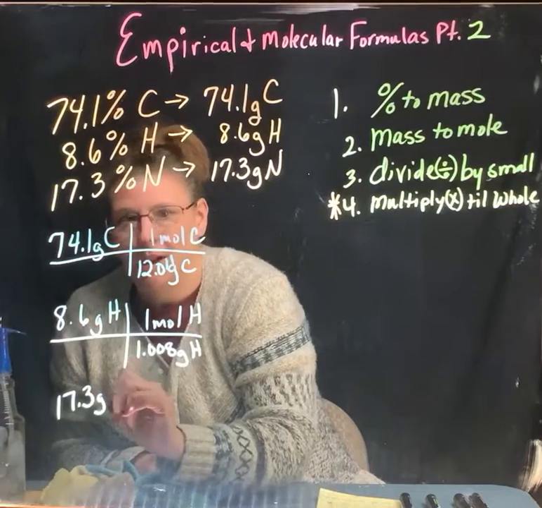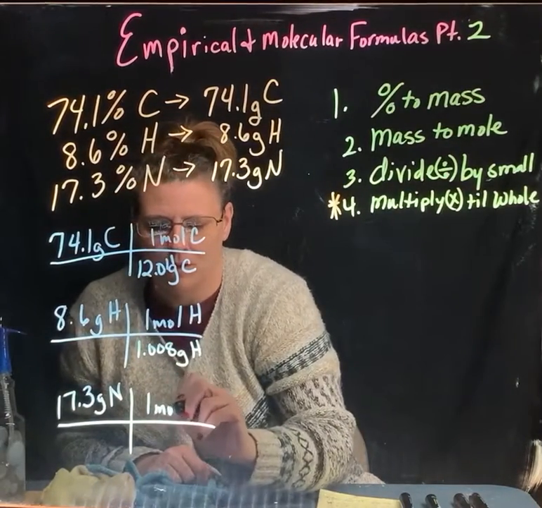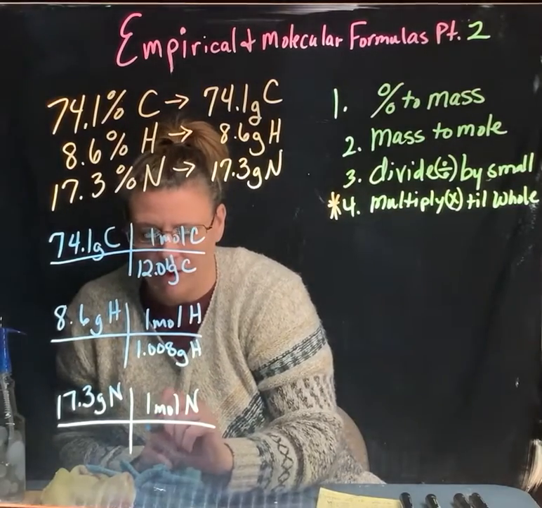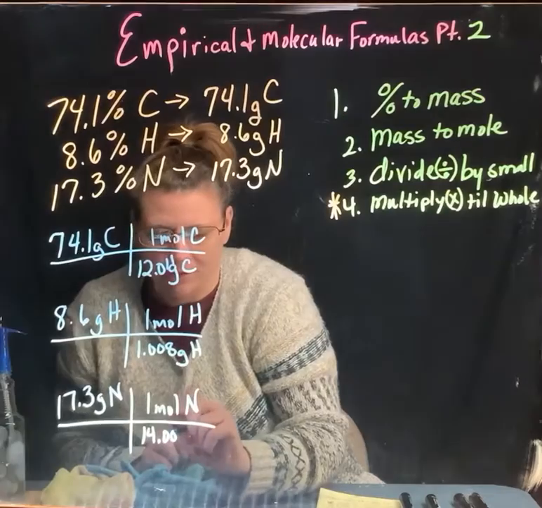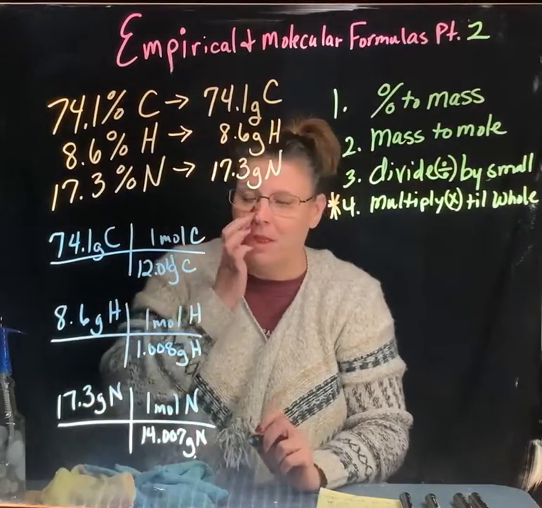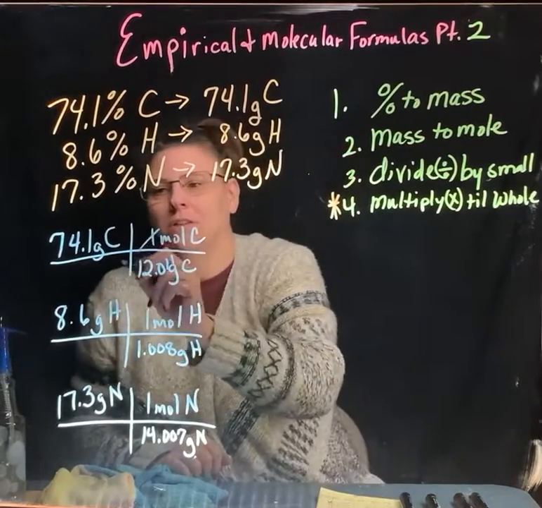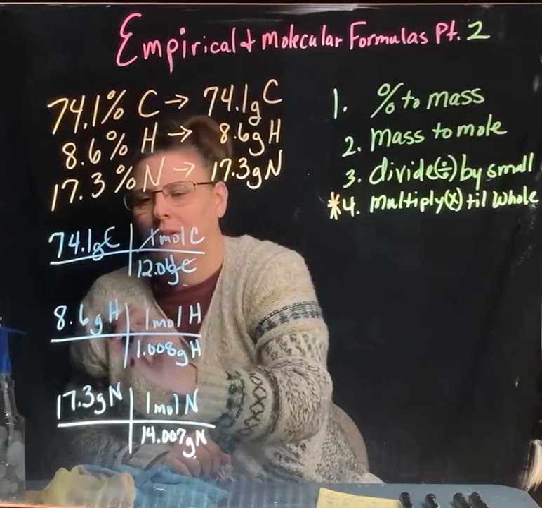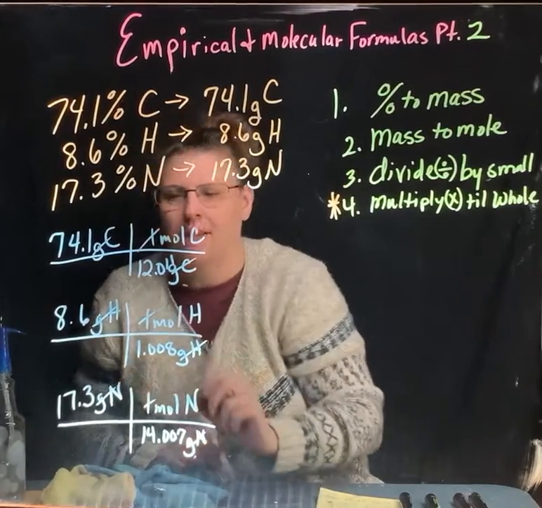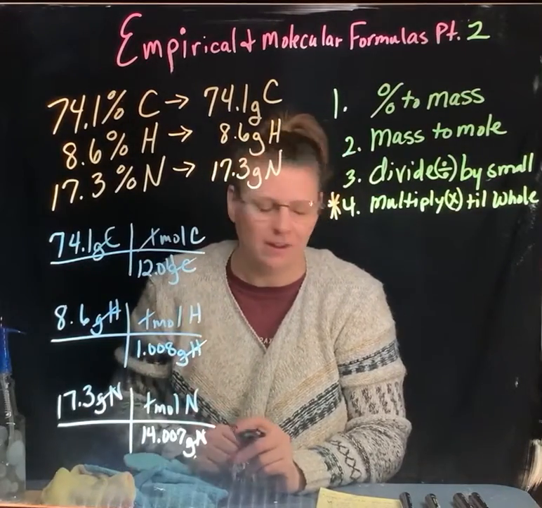Then we have 17.3 grams of nitrogen. And we're going to put it in our railroad tracks to 1 mole of nitrogen. And you're going to have right here 14.007 grams of nitrogen. What's on the top goes on the bottom. Cross out your 1s, cross out your grams, okay? And then you multiply across, divide by the bottom. Well, we don't have anything on the top, so we're just dividing everything.